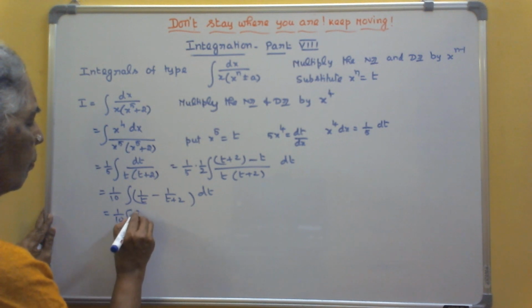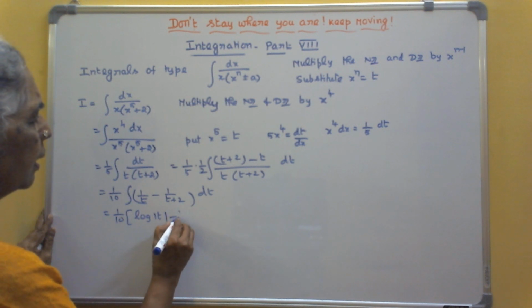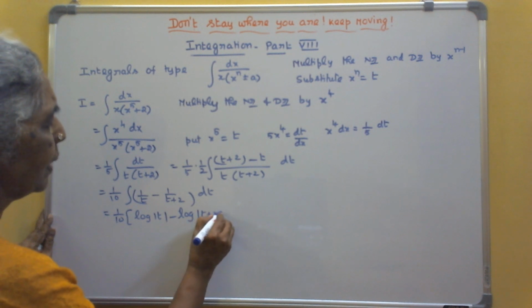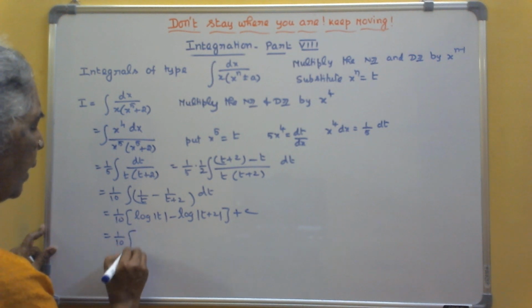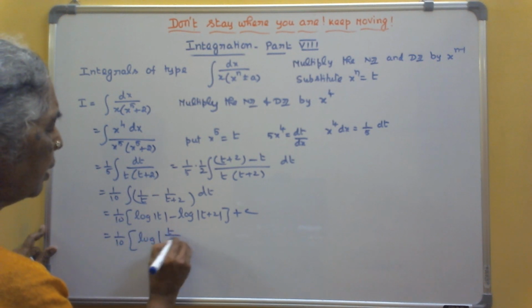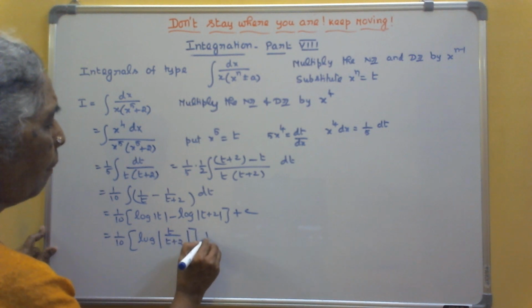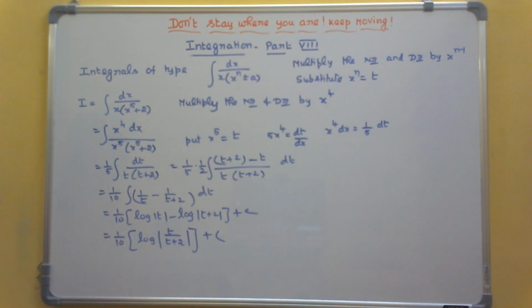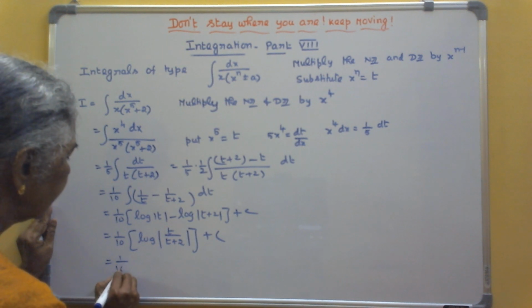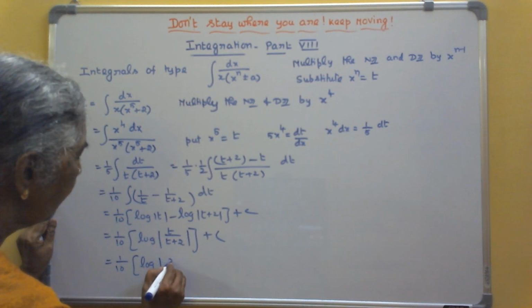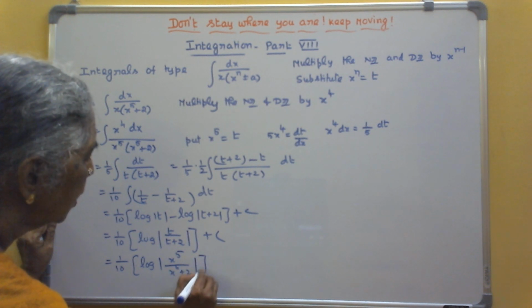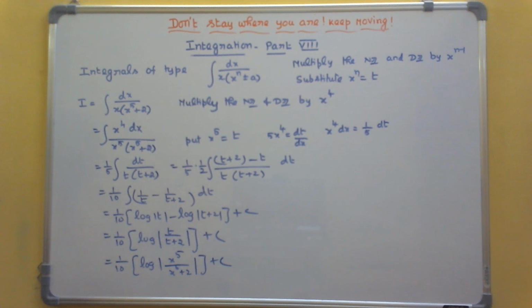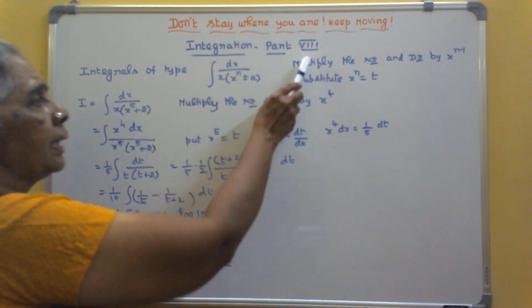So 1 by 10 log mod t minus log mod t plus 2 plus c. This is like log a minus log b. You can write 1 by 10 log mod t by t plus 2 plus c. Now what is t now? That is x power 5. So the final answer is 1 by 10 log mod x power 5 by x power 5 plus 2 plus c. Do you understand? This is an easier model only, isn't it? So just remember these two steps.